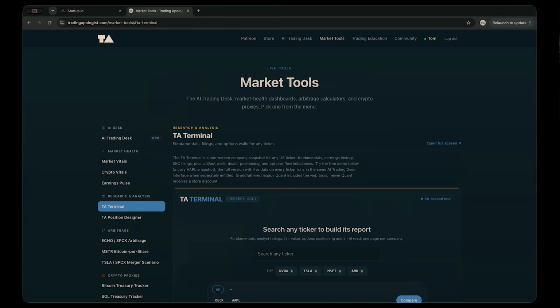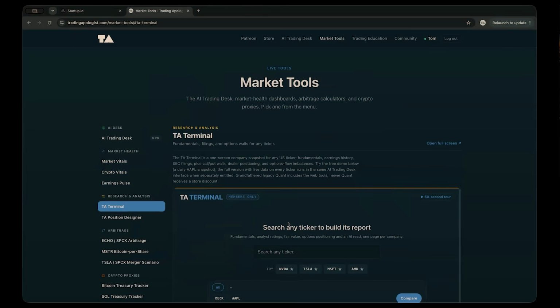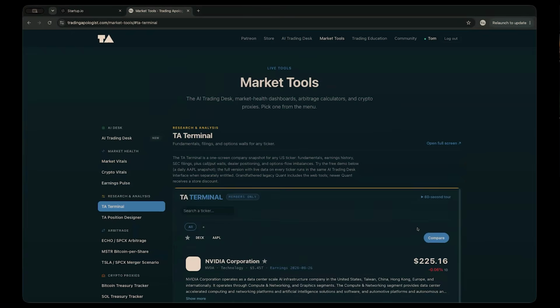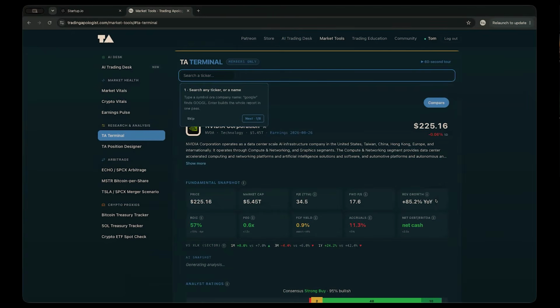So if you're assessing the health of an asset or the financial health, you can see the analyst ratings, the latest earnings, near-term levels, call and put walls, buy and sell imbalances. So all of that is available here. We'll demo it in more detail in a moment, but just in terms of how to think about it, fundamental analysis is happening here on TA Terminal.